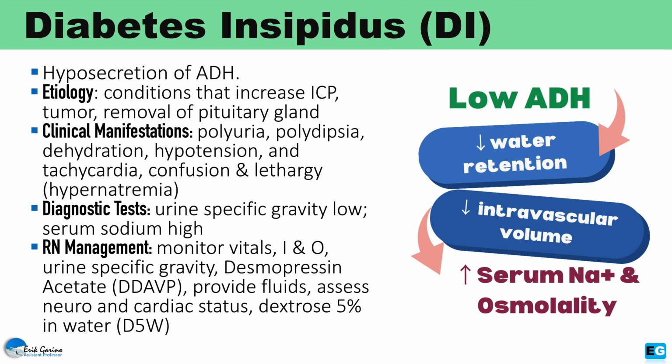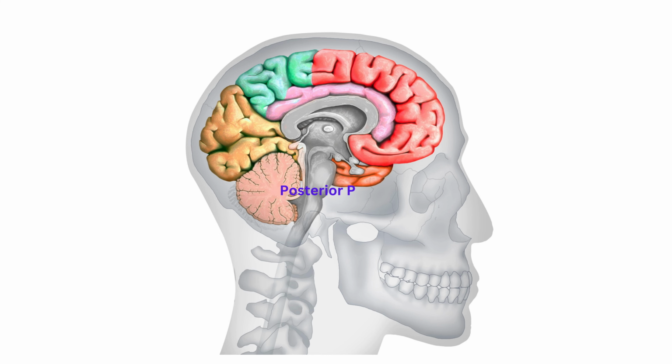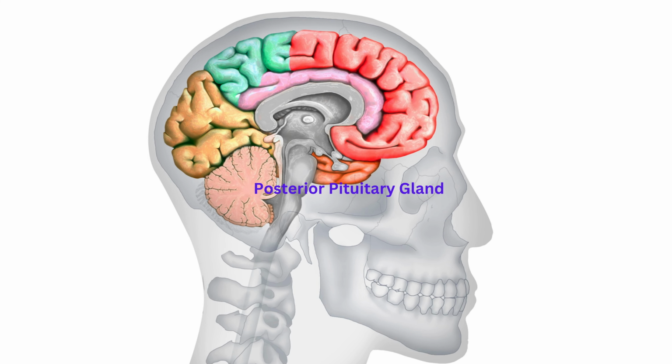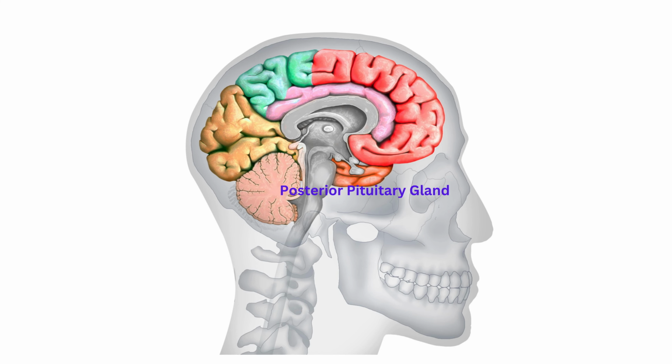Today we're going to discuss diabetes insipidus, also known as DI. Diabetes insipidus is a condition that occurs when your body produces abnormally low levels of antidiuretic hormone. Remember that your posterior pituitary gland secretes ADH, which retains water in your body.